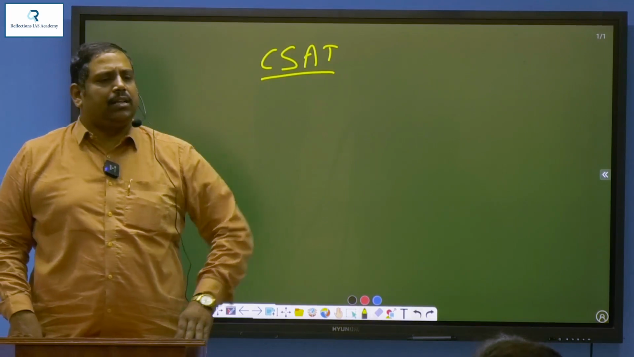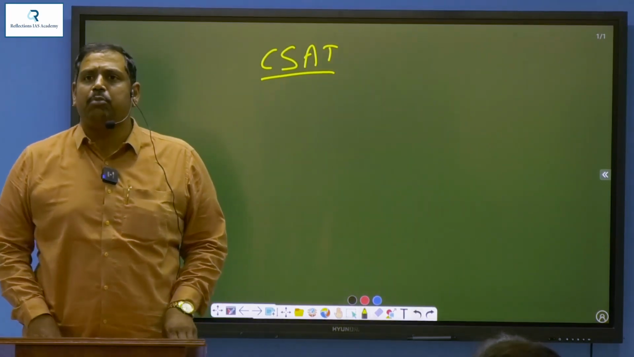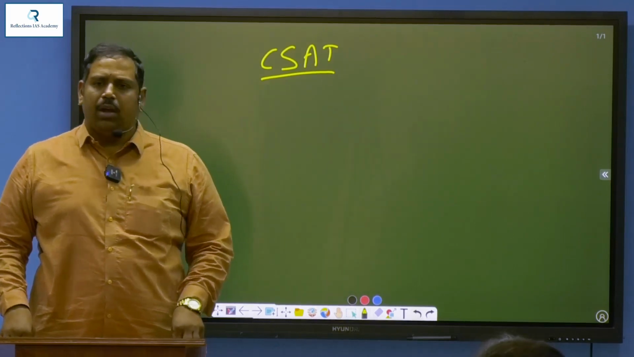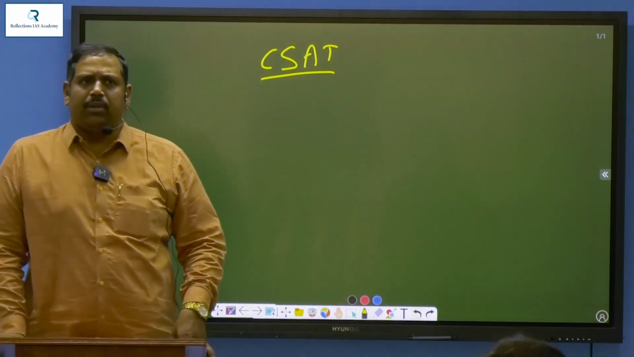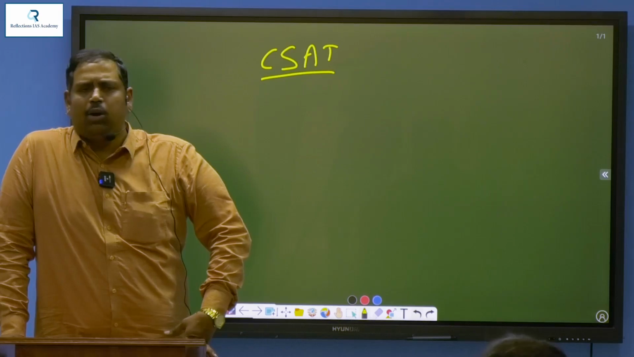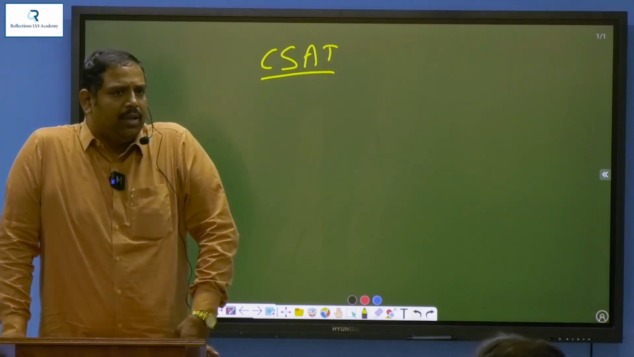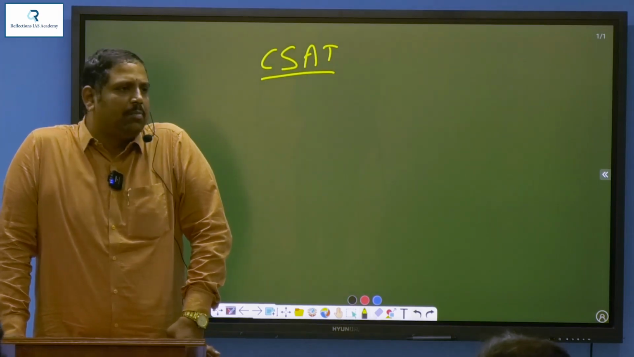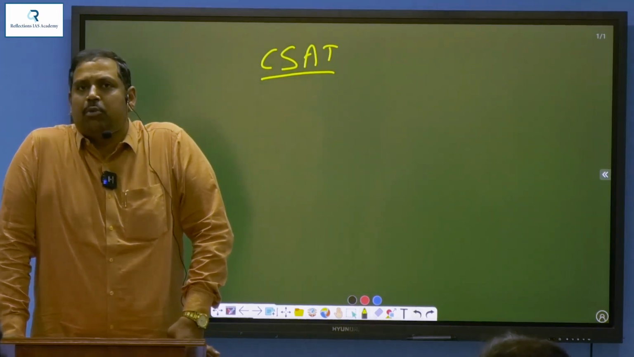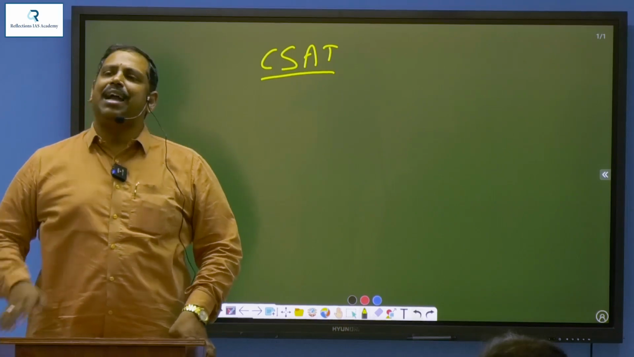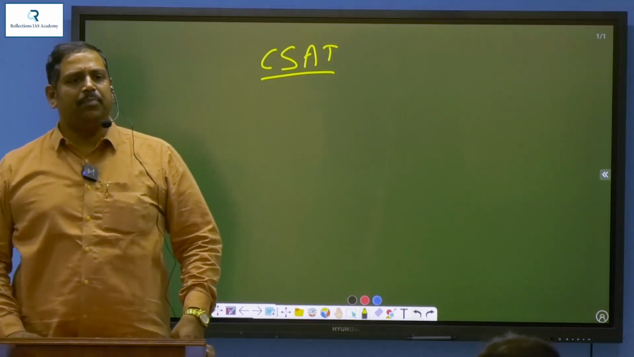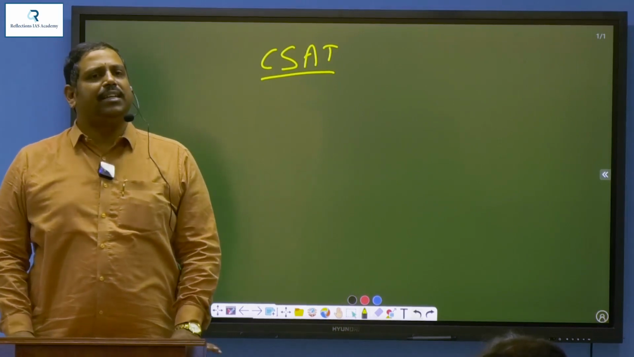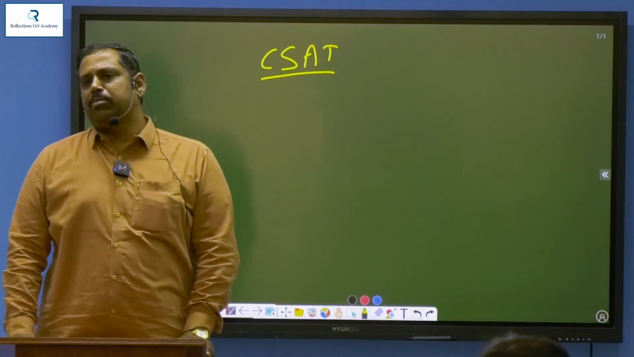Through CSAT, what we have to learn is problem solving ability. Once you become a civil servant, in every department you have a lot of challenges and problems, right? To solve them, you need to follow one algorithm. That algorithm you will prepare from the algorithm of problem solving ability. That is a standardized algorithm for all the problems. So that we will learn from our CSAT. That is the intention of giving CSAT in your examination.